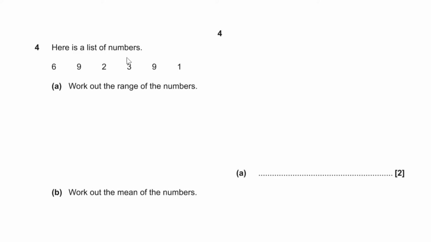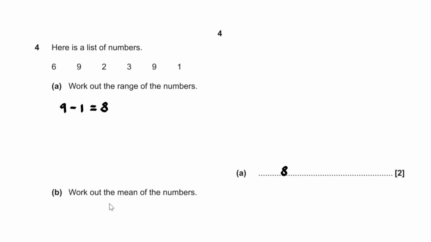Question number 4. Here is a list of numbers: 6, 9, 2, 3, 9, 1. For part A, we have to work out the range of the numbers. To work out the range, that's equal to the largest number subtract the smallest number. So, the largest number is 9. The smallest number is 1. 9 subtract 1 is equal to 8. The range is 8.